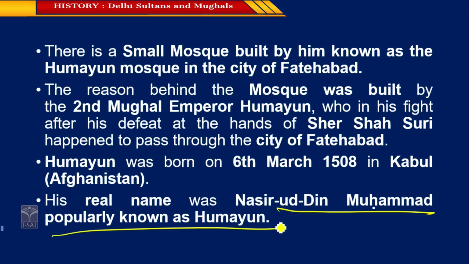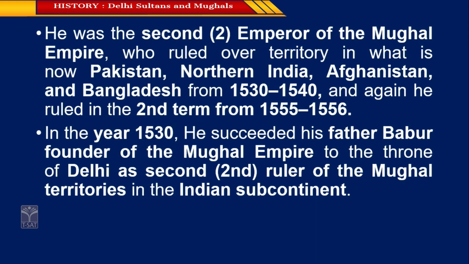Humayun's real name is Nasiruddin Muhammad, but he is officially known as Humayun. He was the second emperor of the Mughal dynasty. He ruled over the territory which we today call Pakistan, North India, Afghanistan and Bangladesh. He lost his kingdom in 1540 to Sher Shah Sur, but eventually in the Battle of Machhiwara, Humayun reconquered the Mughal Empire from the Sur dynasty and established it again.